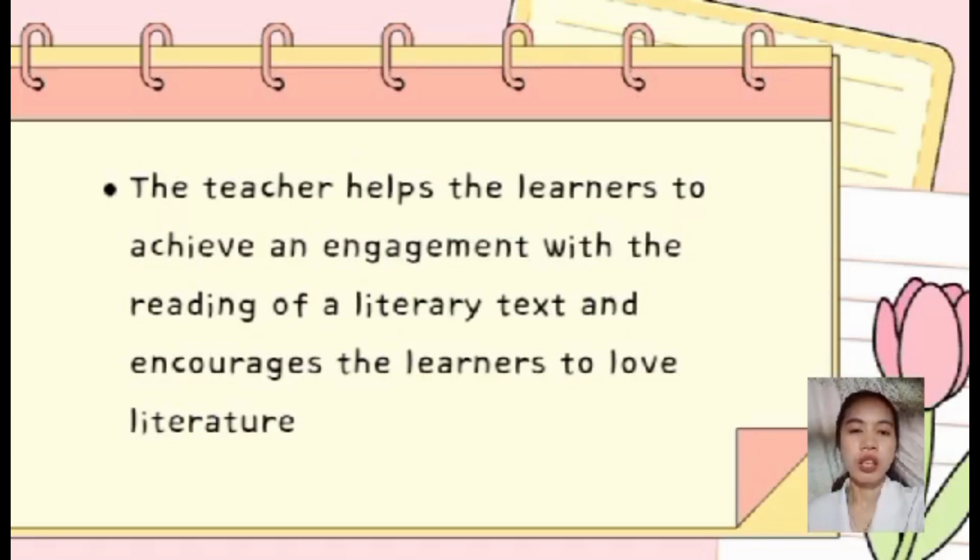The teacher's role here is to help the learners achieve an engagement with the reading of a literary text and encourage the learners to love literature. Of course, in the personal growth model, the teacher acts as a facilitator and it is learner-centered. Why? Because the students are the ones who construct meaning, who construct their learning from their own experiences. And here we build the love and appreciation of literary works.